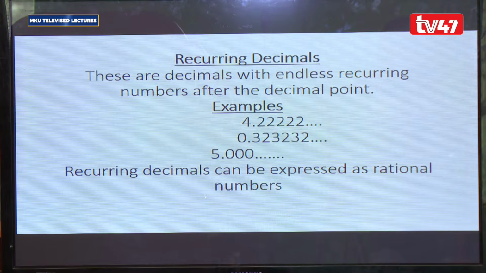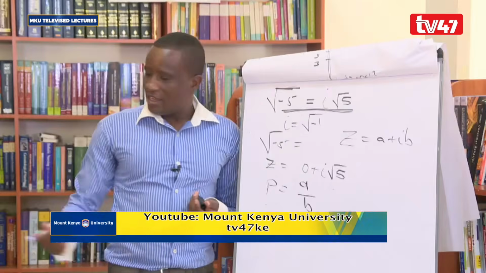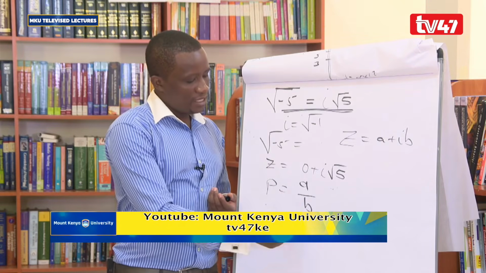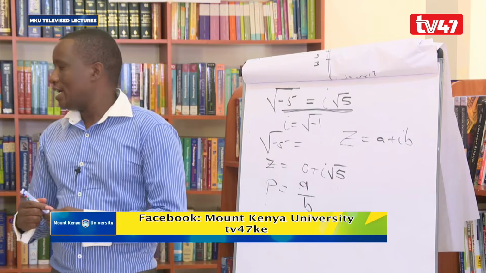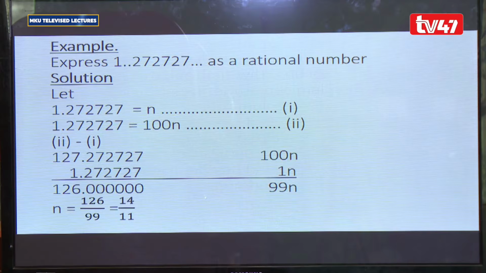Now, recurring decimals can be expressed as rational numbers. That is, as I was saying, in most cases these numbers are a fraction that, when divided, ends up giving you such a result. So a rational number, we've said, is a number that can be represented in the form of a over b. So we are saying we can represent the recurring decimals in this form, such that it has a numerator part and a denominator part. Now, let's look at that example.